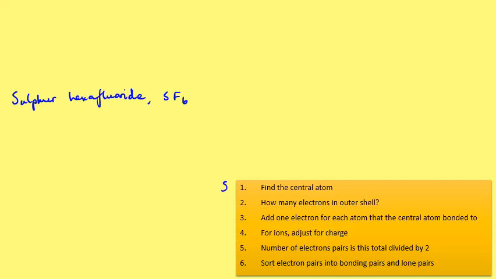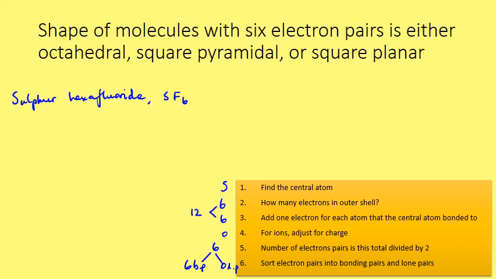Sulfur is our central atom. Sulfur is group 6, 6 electrons plus 6 fluorine bonds is going to be 12 altogether. No adjustment for ions. Number of electron pairs divided by 2, so that's going to be 6. And we've got 6 bonds, so that's going to be 6 bonding pairs and no lone pairs. So when we have 6 and 0, we refer to our memorized table, and we've got 6 electron pairs, and octahedral is the shape for 6 bonding pairs and no lone pairs. So we're going to draw an octahedral shape.